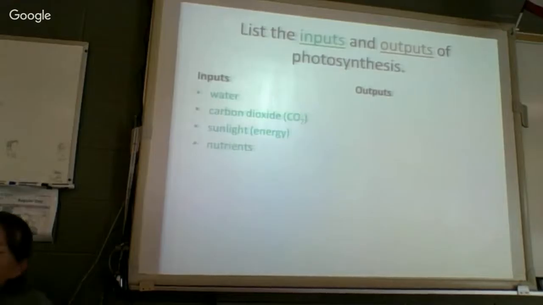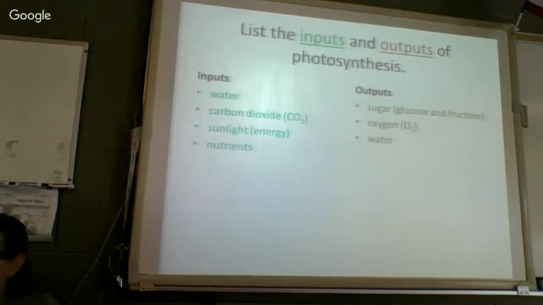So the inputs: water, carbon dioxide, not monoxide, carbon dioxide, CO2, sunlight energy, and nutrients. Although the nutrients don't really show up, I want you to know that they're important for photosynthesis. Outputs: sugar, glucose, fructose. Those are the simplest forms of sugar. If you've heard of glucose before, maybe you know someone with diabetes who needs insulin.